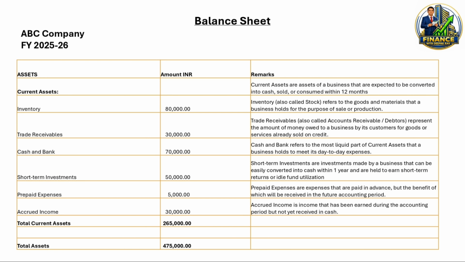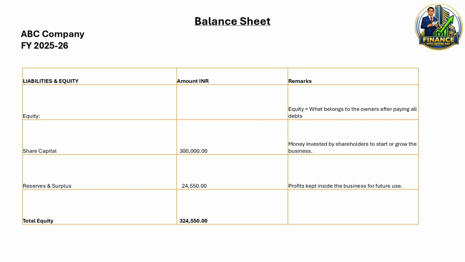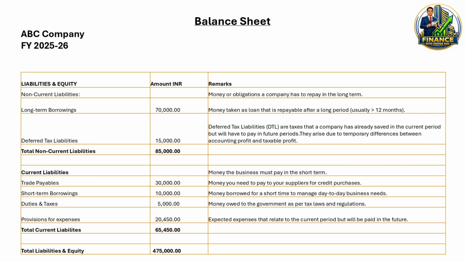Now let's check the liability and equity part. Under equity, we have share capital of 3 lakh rupees, reserve and surplus of 24,550 rupees. So total equity is 3,24,550 rupees. Under liability, we have non-current liabilities, long-term borrowing of 70,000 rupees, deferred tax liability of 15,000 rupees.